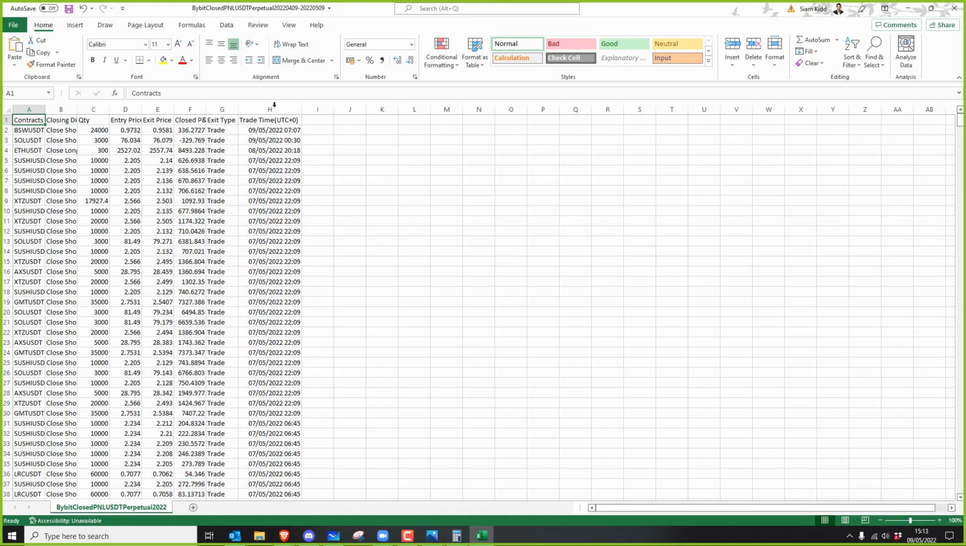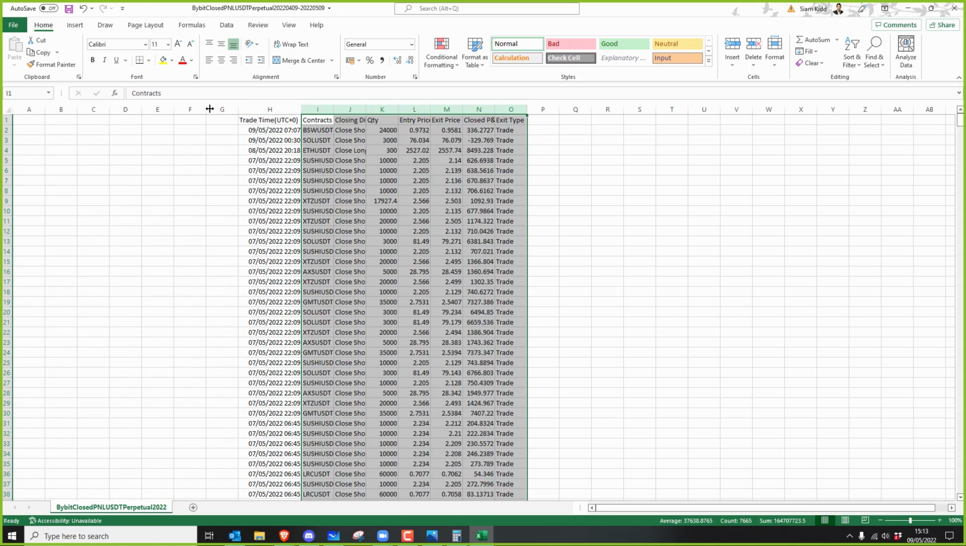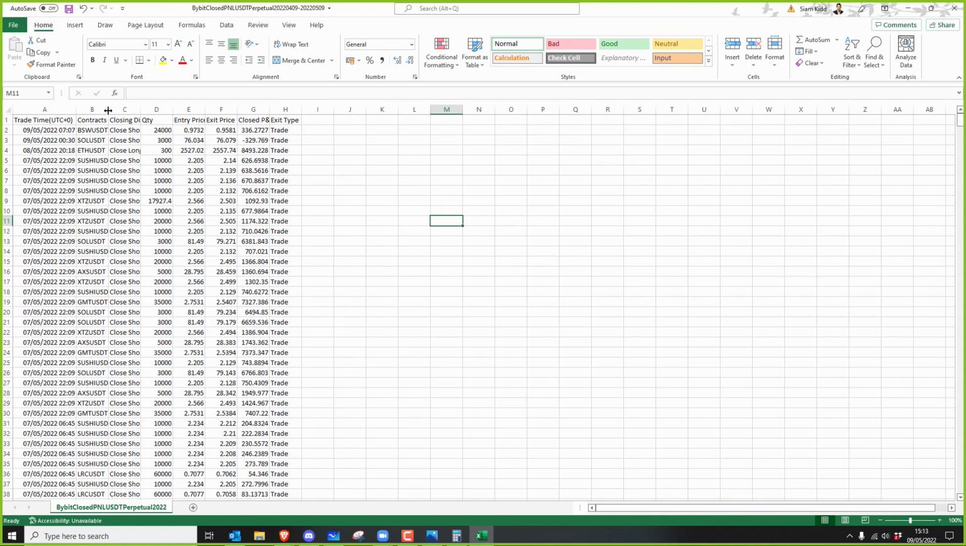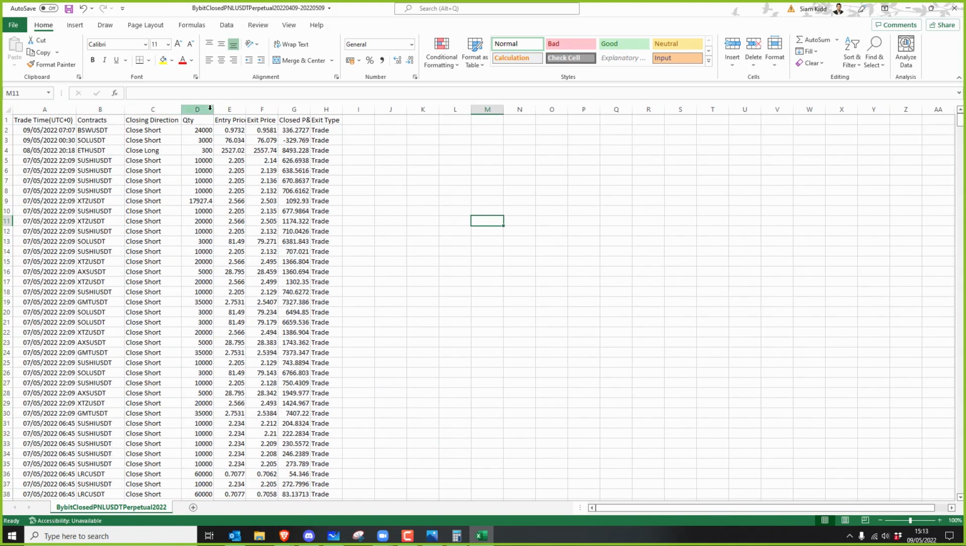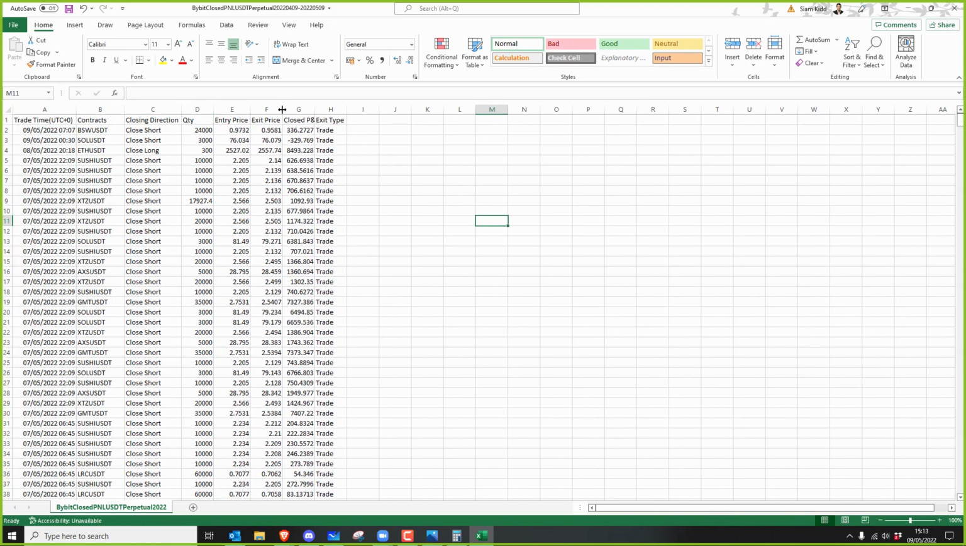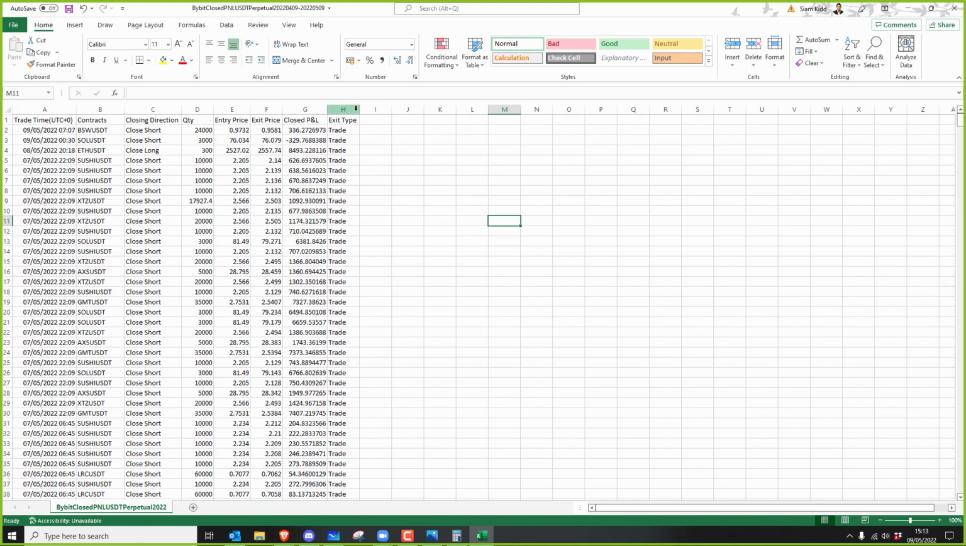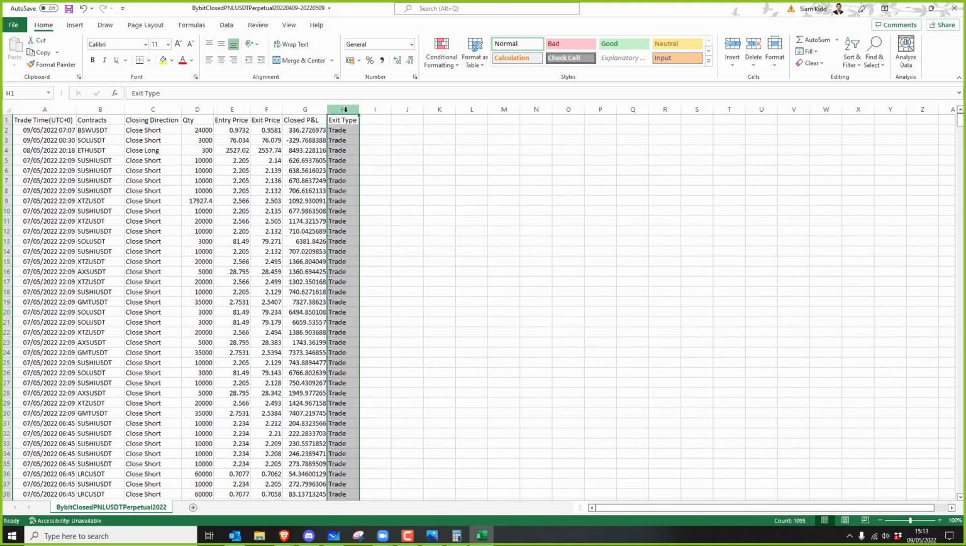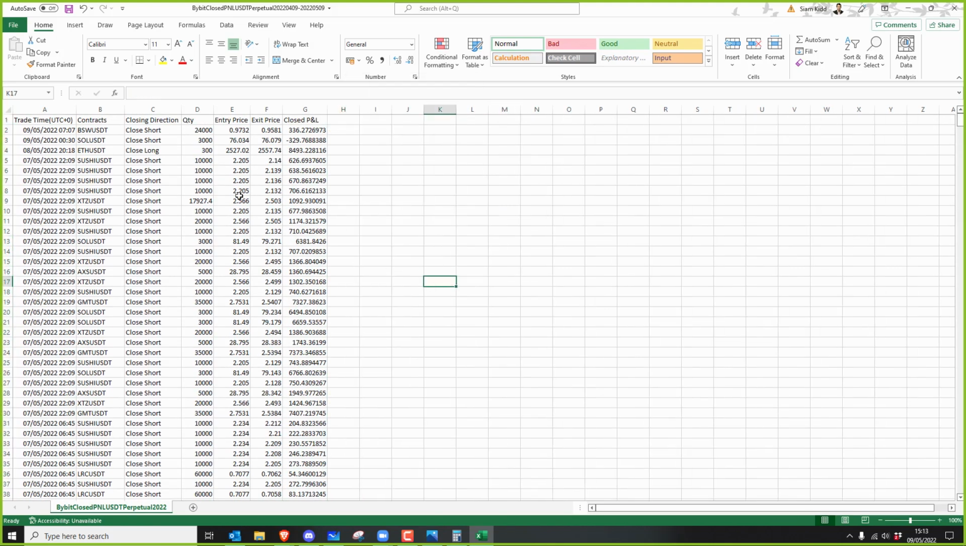So what I like to do when I'm doing my own accounting is I straight away just Control X, Control V. I always like having the time on the far left. Just delete that, and then you can expand stuff. So entry price, exit price. When you're doing your own logging and seeing how things are going, you can get rid of some of these. For example, this trade column is irrelevant. Doesn't really help. Contracts, that's what you're trading.